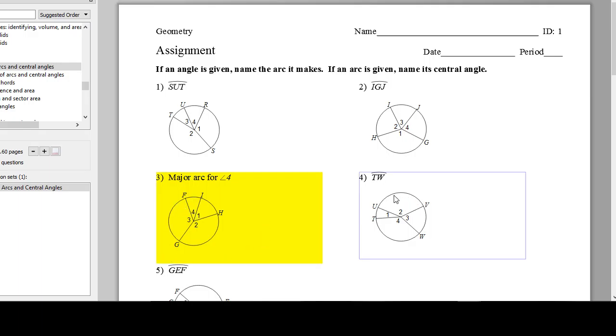Okay, do that one. Just name the major and minor. Tell me the central angle that represents TW. 4. Tell me the major arc that would represent TW. That would be the complement to TW. TUW. It's just walking the opposite direction.